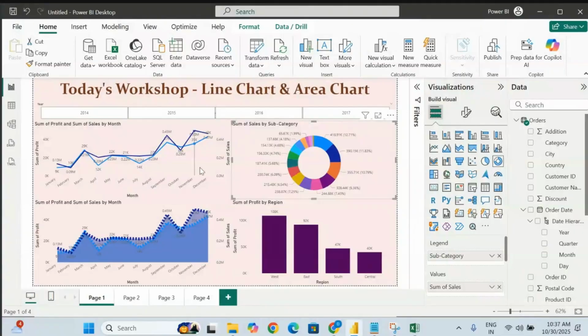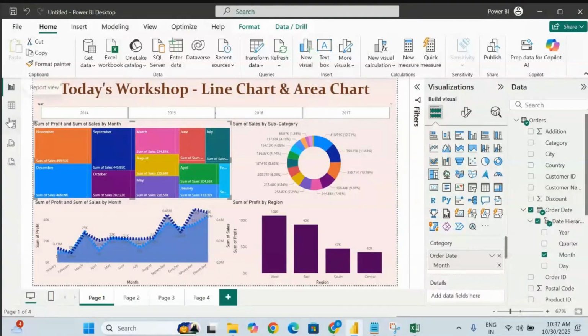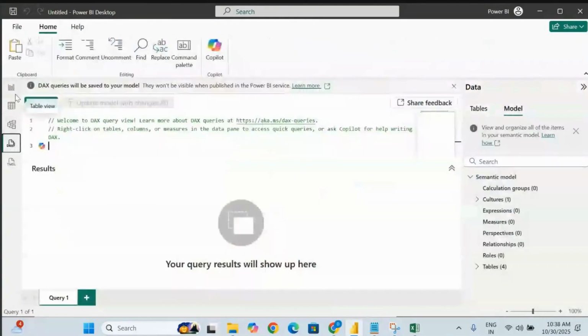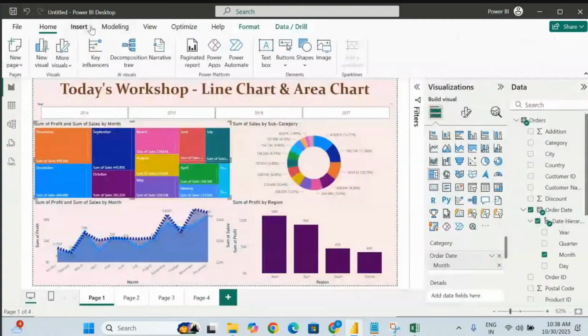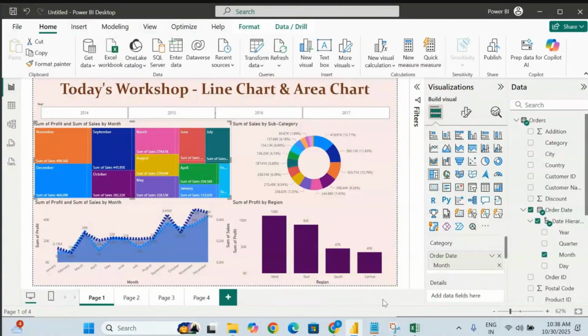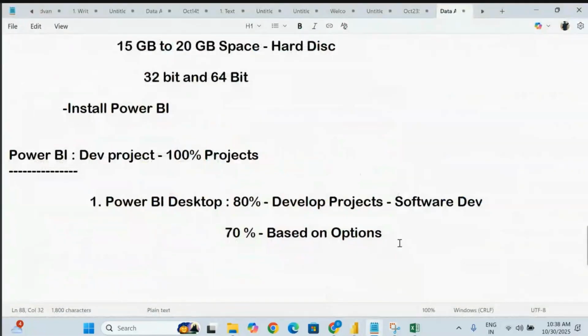So you don't need to work hard. You just check the multiple options that are available over here. You do the 70% of your project by using options only. You don't need to struggle. Simple. But that won't give you the job, because everybody can do it with the options only.